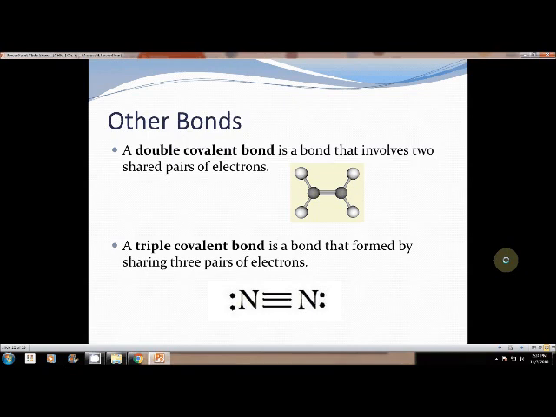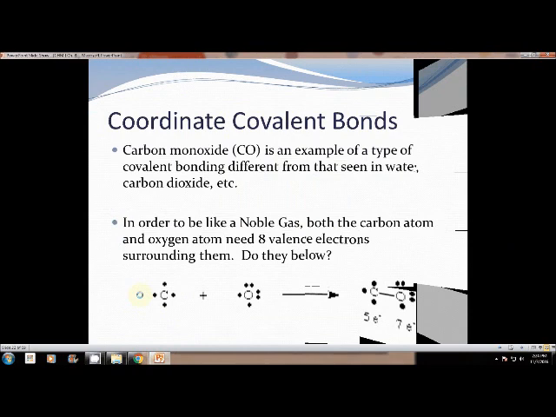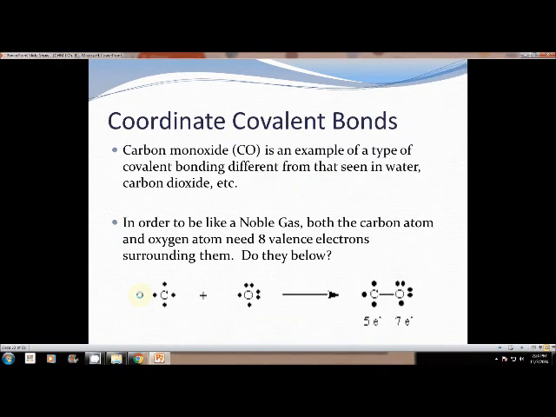Good to go? Okay. This next type of bond, I'm never going to make you do this yourself either, but it does happen occasionally, so that's why we're talking about it. So carbon monoxide is an example where it's very difficult to make the octet rule apply. Remember when I say something's happy, it needs 8 normally, okay?